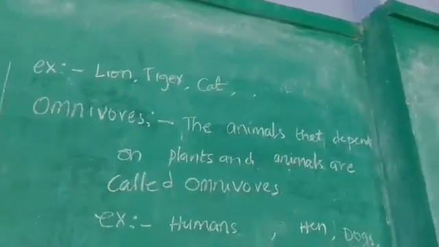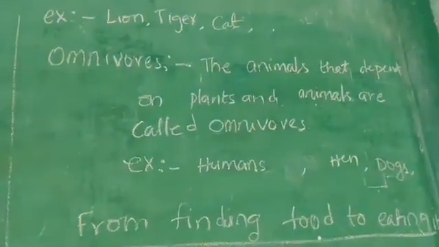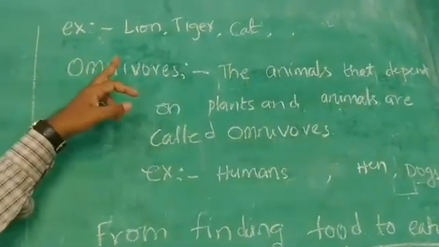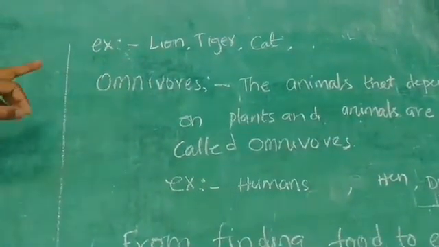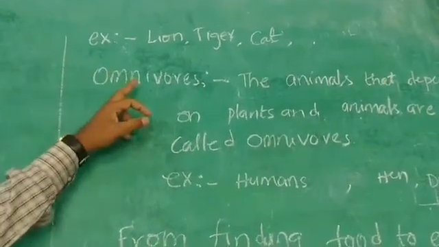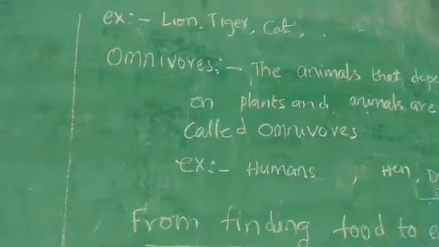Lion is there. How do they prey? By chasing and catching. They catch animals, drink the blood of the different animals, and eat the flesh. Lion, tiger, and cat are all the same way.